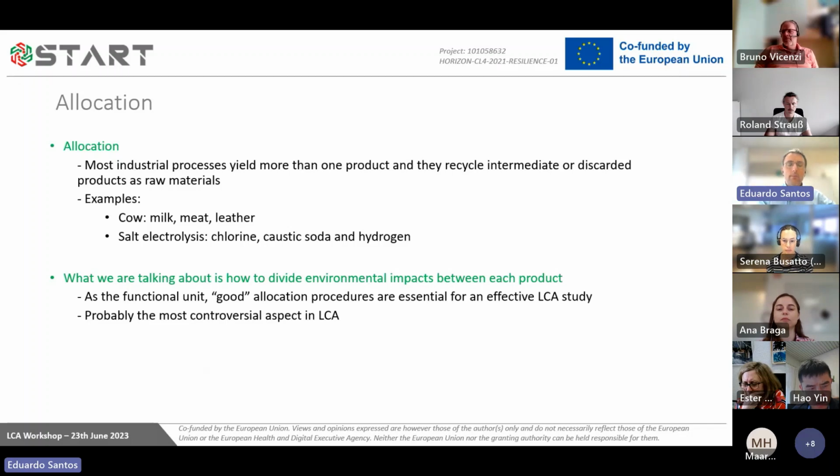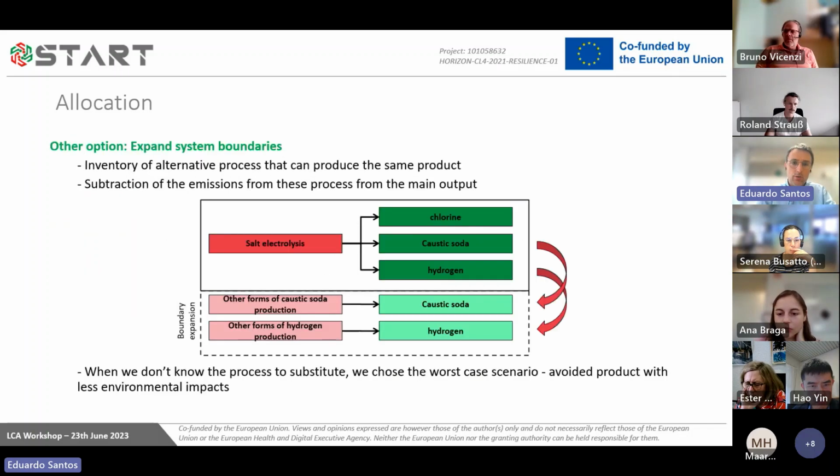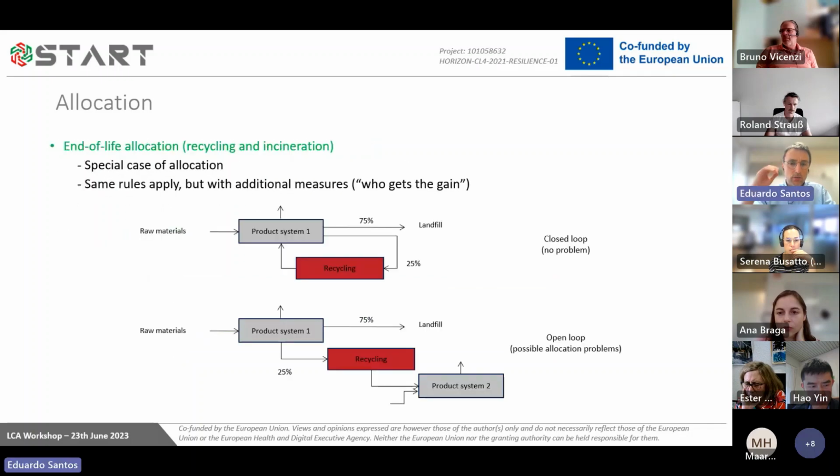So also one important aspect and challenge when doing the LCA is allocation. This is probably one of the most controversial steps when we are doing LCA. I will not bother you with all of the details, but just to give you an example, I'll go a couple of slides ahead, and tell you the example of the end of life stage.